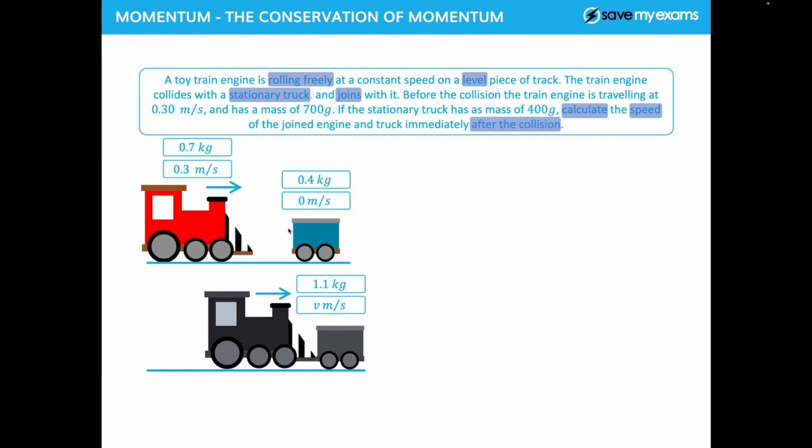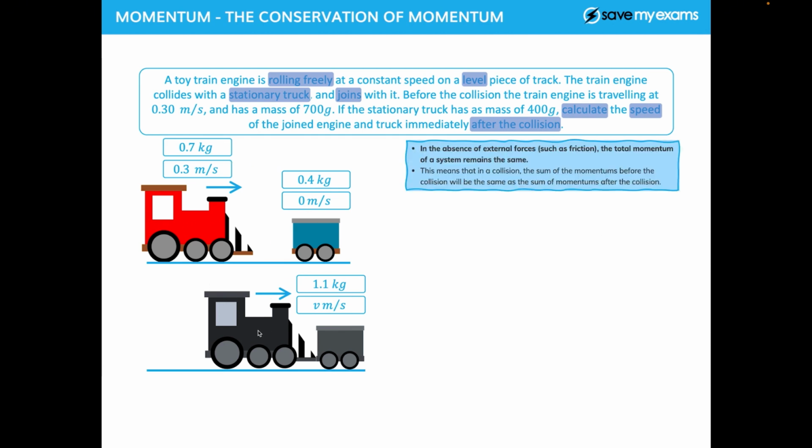So I've got something happening before the collision, something happening after the collision, and that brings us to this idea of the principle of conservation of momentum. So here I've highlighted the theory, and we'll just read through it quickly, and I'll refer the theory back to the question. So in the absence of external forces, for example, friction, there we go, it's rolling freely, and there's no external force because the track is level, the total momentum of the system remains in place.